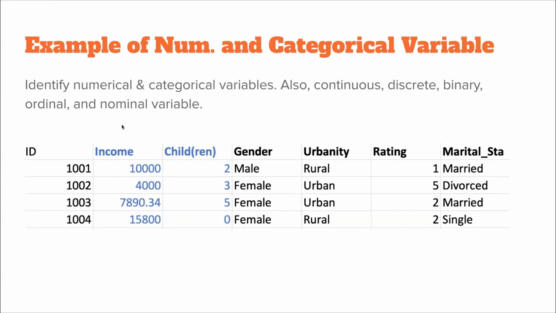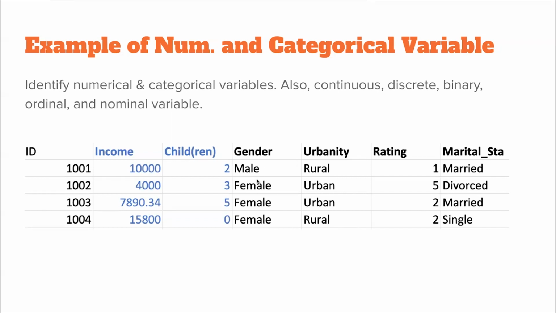So I made this kind of clear. These two colors are numerical variables, and the ones that are not in colors are the categorical variables. This is a continuous numerical variable. You see income. Somebody could earn, let's say, I don't know what currency this is, but they could also earn in cents, like $7,890 and 34 cents. This is also a numerical variable, but this one is discrete. So it means that somebody can't have 3.5 children. So we have 2, 3, 5, 0 for categorical variables.